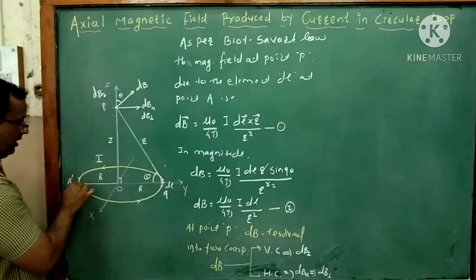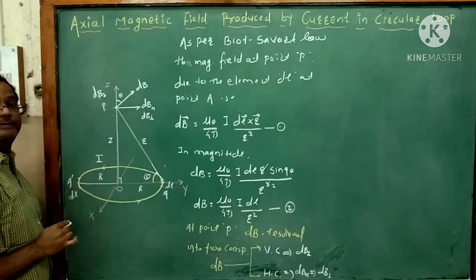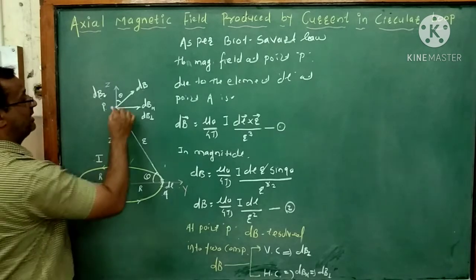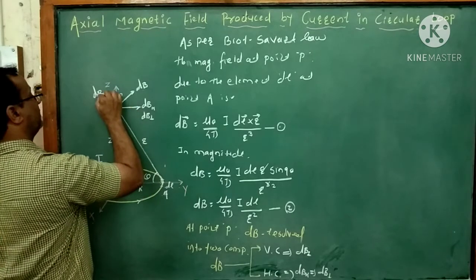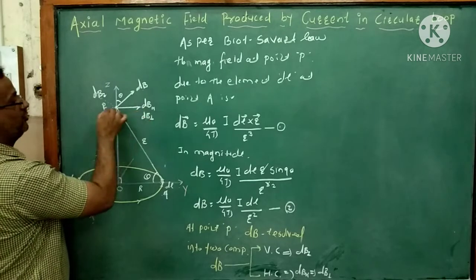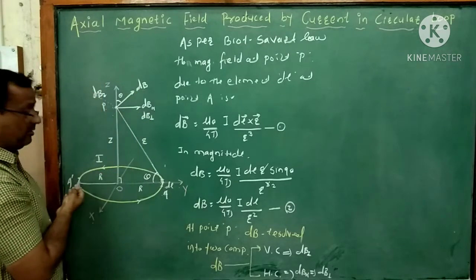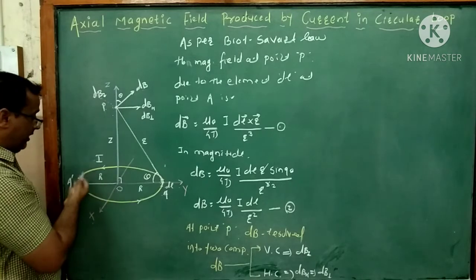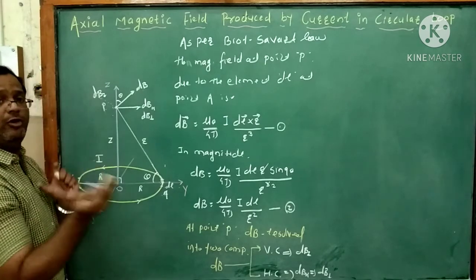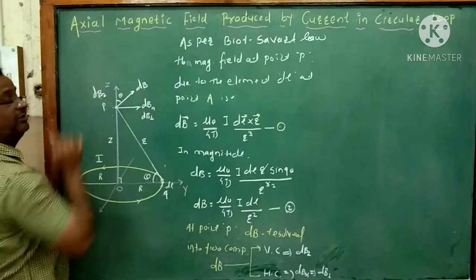So that's why this element also produces a magnetic field at point P, but the direction of that magnetic field is along these directions. Then this will be dB, and again this will be dB, because the magnitude of current is the same and the length of the element is also the same; only the direction of flow of current is opposite. So that's why the magnetic field is produced along this direction.